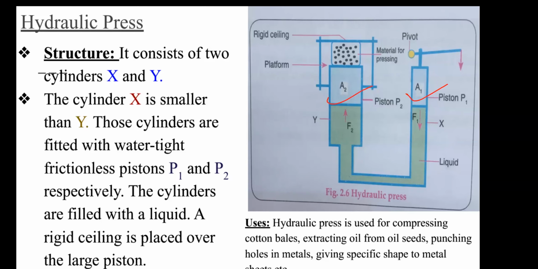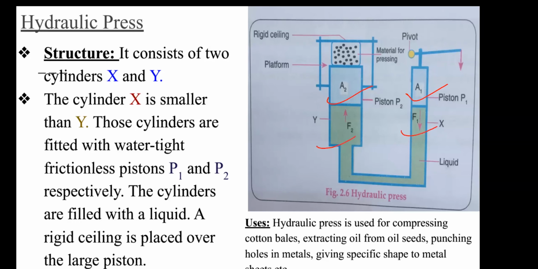These pistons are watertight and even frictionless so that they can be moved easily. And here you can see further that the cross sectional area of the small piston is A1 and the cross sectional area of the big piston is A2. So the force applied on the small piston is F1, and then the force exerted on the big piston will be F2.